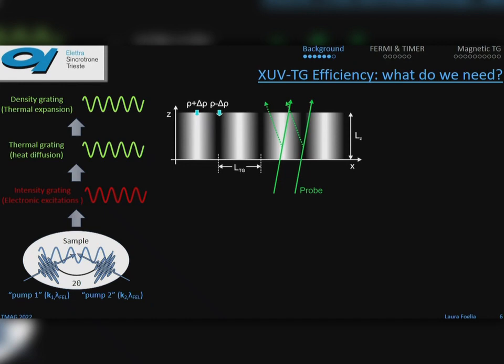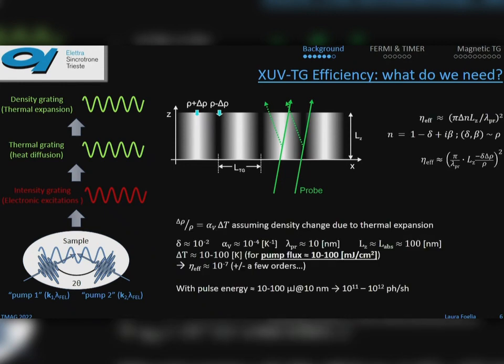And if we would like to do some math, which I don't, in the end, it turns out that the efficiency of this transient grating is given by this change in density. And putting in the numbers, you end up having an effective efficiency of about 10 to the minus 7, 10 to the minus 9, with a pump excitation, pump flux of 10 to 100 millijoules per square centimeter.